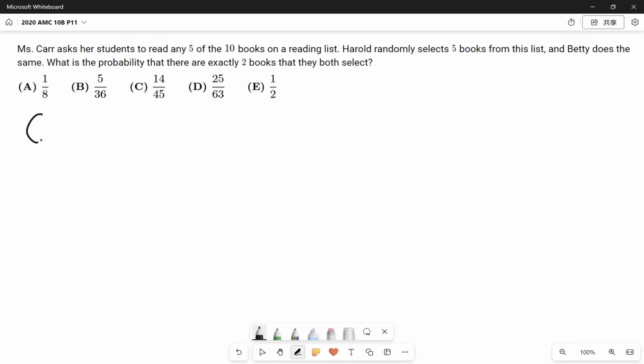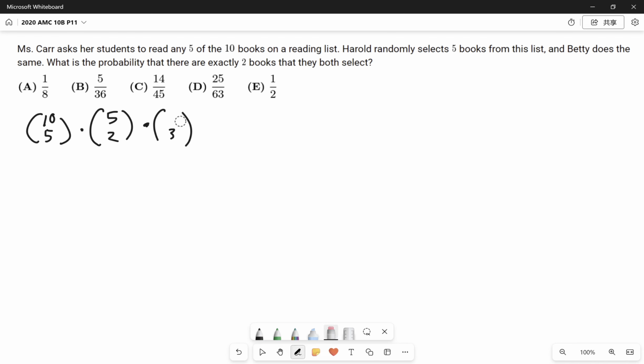So Harold randomly selects 5 books. So there's 10 choose 5 ways to do this. Then we want 2 books to be in common, so we have 5 choose 2 ways to accomplish this. So 5 here is the 5 books that Harold already chose from his book list. Now Betty has to choose the 2 books that are in common with Harold.